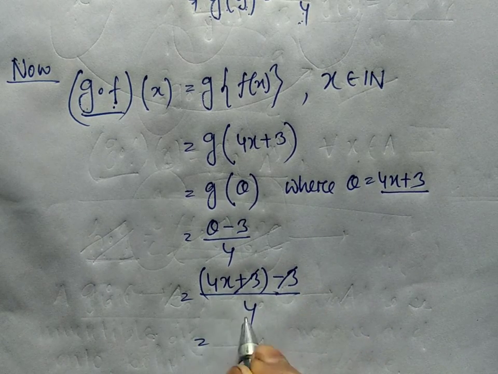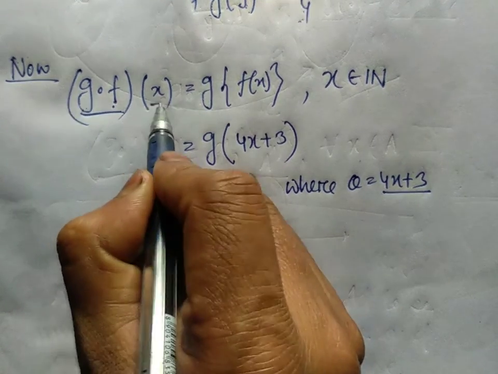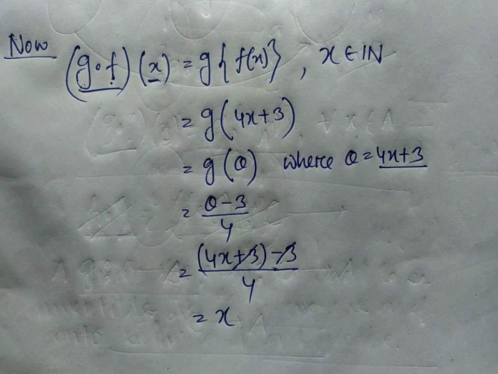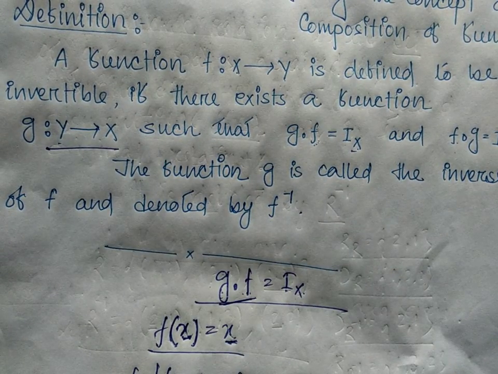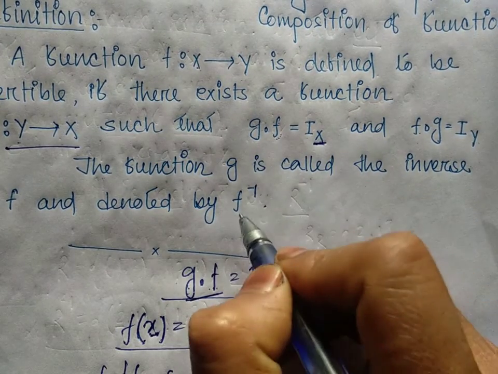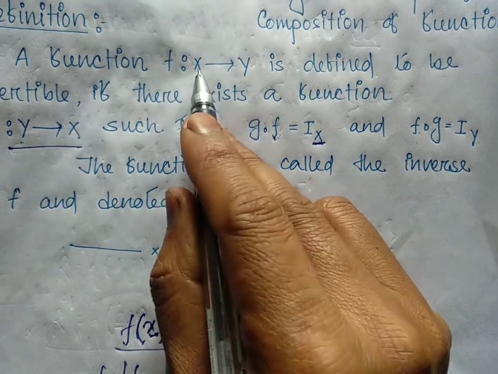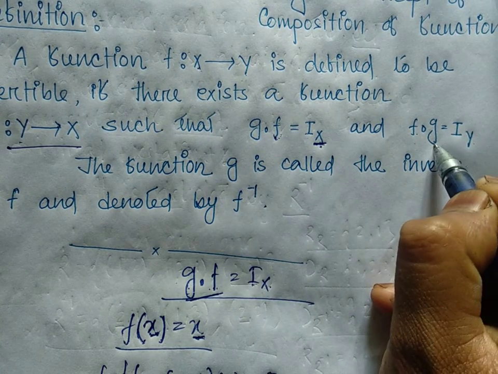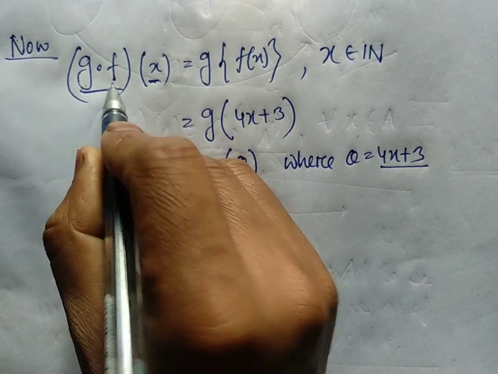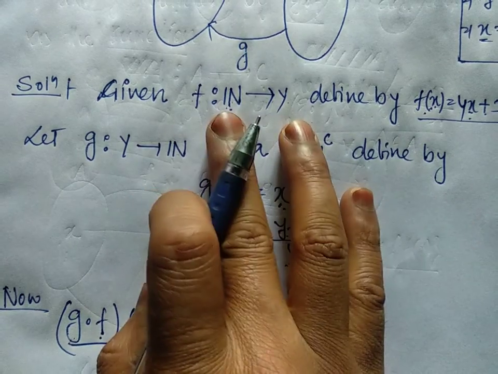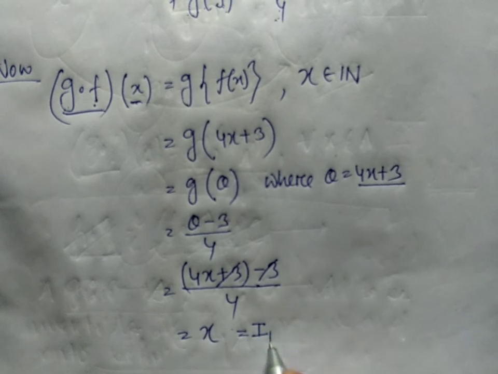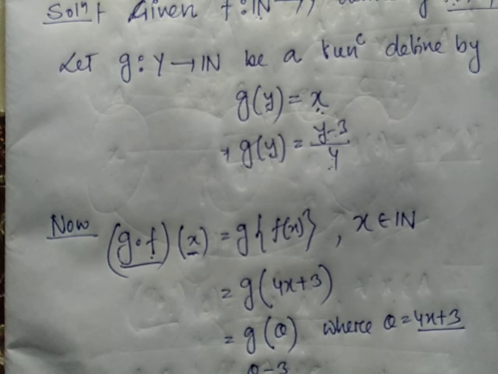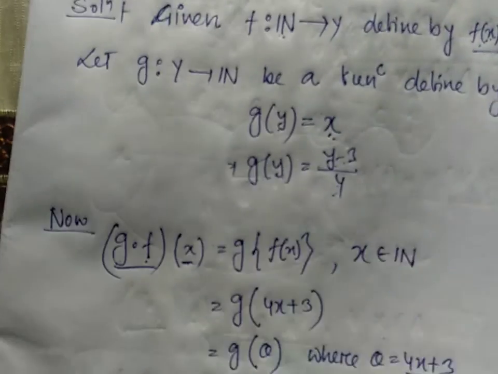The +3 and -3 cancel, then 4 cancels, it will be x. The domain element we took, after the simplification we have got the same image, so the function satisfies identity. But what is written is I of x and I of y. Actually x is nothing but a domain set, the domain of the first function f. Here the first function is g, whose domain is y, but our x comes from the domain of f. What is the domain of f? Natural numbers. So we write identity of natural numbers.